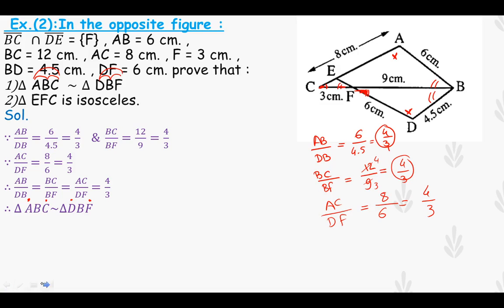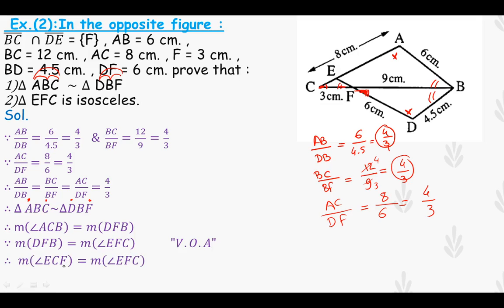Let's solve it again by using the PowerPoint. Measure of angle ACB here is equal to the measure of angle DFB, and the measure of angle DFB is equal to the measure of angle EFC, vertically opposite angles, from 1 and 2. Measure of angle ECF equals measure of angle EFC, therefore triangle EFC is an isosceles triangle.